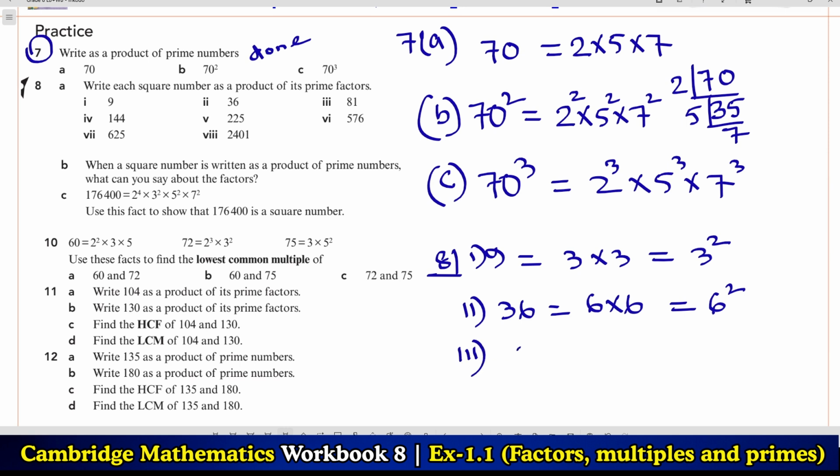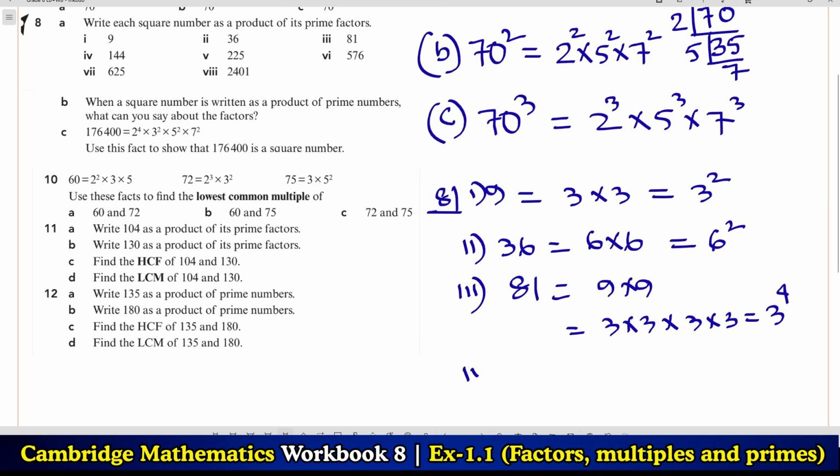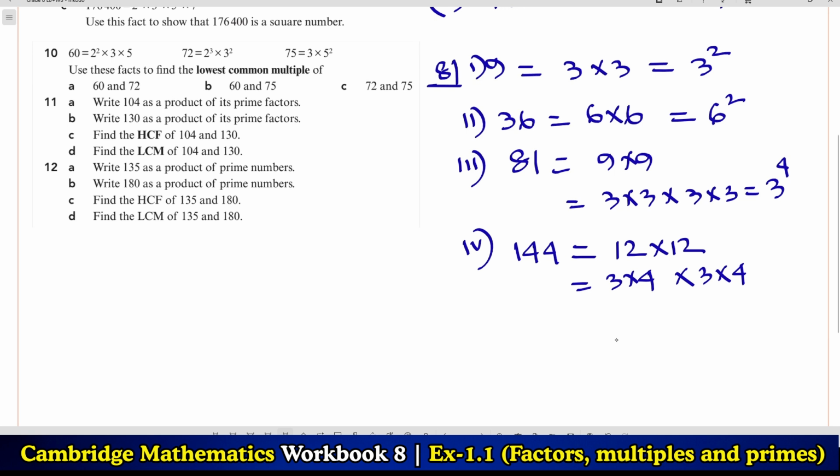3. 81. How can we write 81? It's 9 times 9. That can be right, but 9 can also be written as 3 times 3, so 3 times 3 times 3 times 3. So it will become 3 to the power 4. Okay, very simple. Now number 4, here is 144. We can write this as 12 times 12, then 3 times 4, same 3 times 4. We are simplifying, right? Then we can write 3 times 2 times 2 and 3 times 2 times 2.